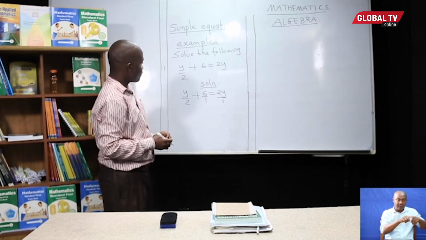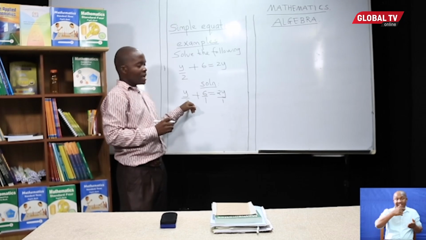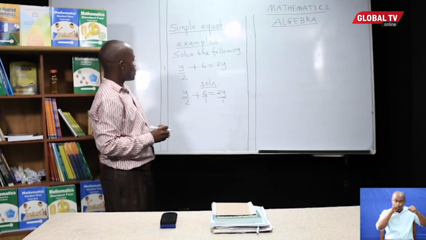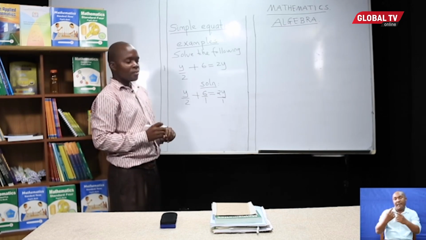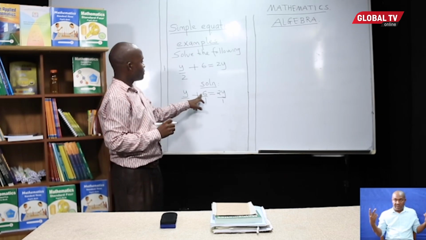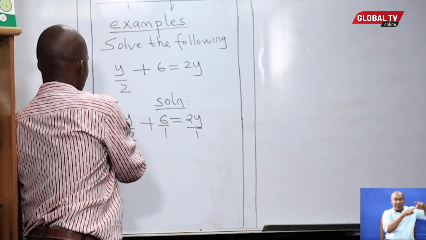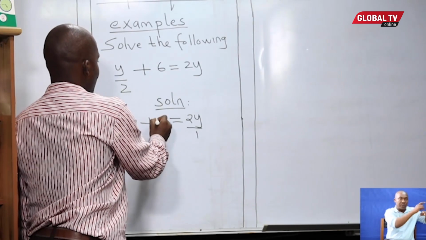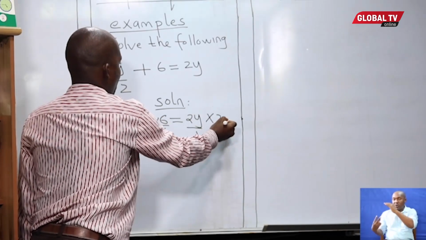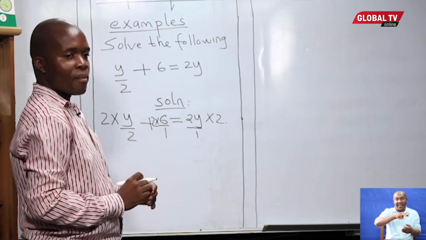Before we solve the question, we are supposed to eliminate or remove the denominator. Here, our denominator is number 2. Therefore, to eliminate the denominator, we multiply each term by number 2: here multiply by 2, here 6 times 2, and here 2y times 2. Why do we multiply by 2? In order to eliminate our denominator number 2.